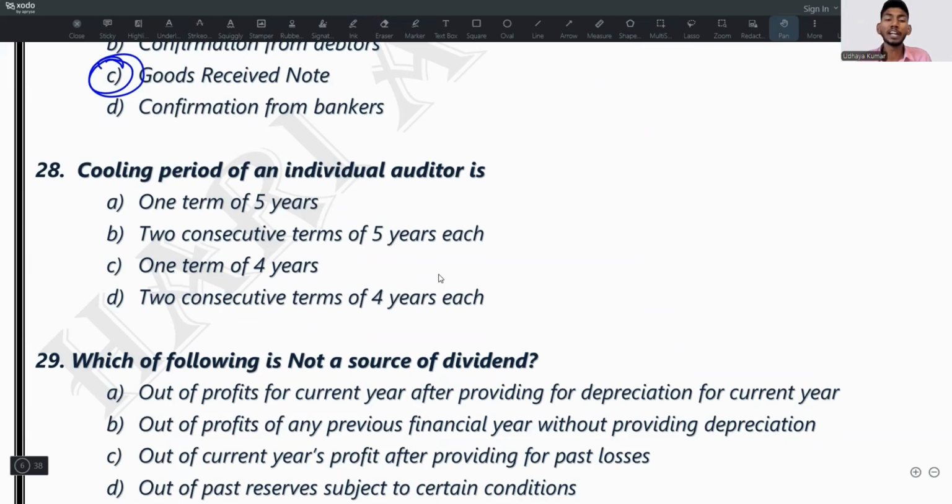So the cooling period of an individual auditor is what? Two consecutive terms of 5 years each. One term of 4 years. Two consecutive terms of 4 years each. No, the answer is one term of 5 years.